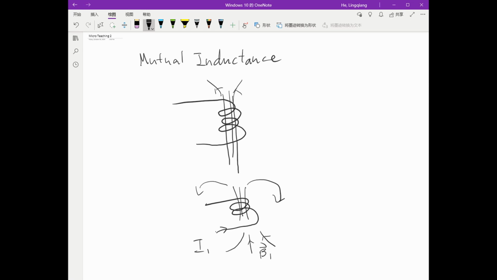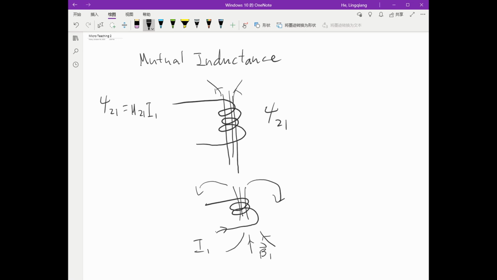Consider this situation. The first coil is the primary coil and the second coil is the secondary coil. They are both fixed in space. When there is a current in coil 1, the magnetic flux generated in coil 2 equals the mutual inductance M21 times the current I1.